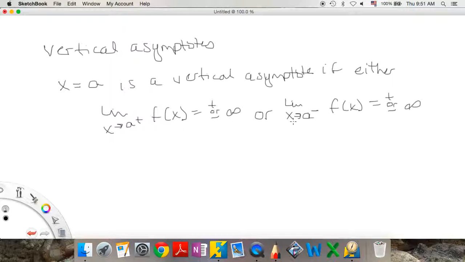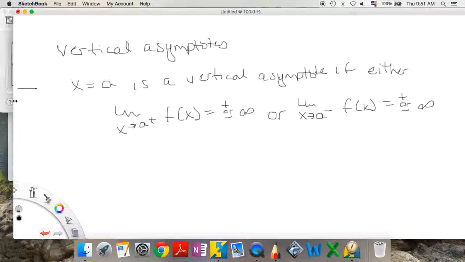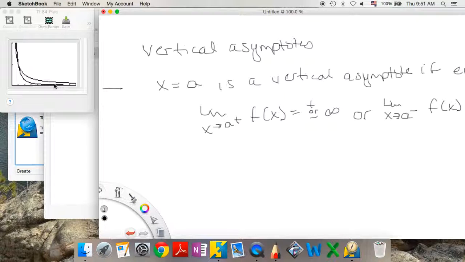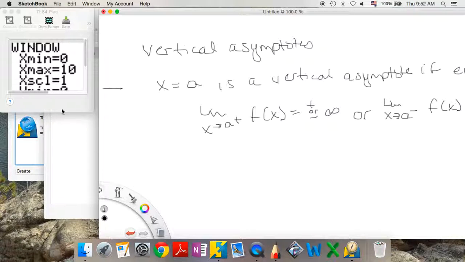So for example, if you look at our graph here, if we go back and put it in a standard window, and it's going to freak out again.